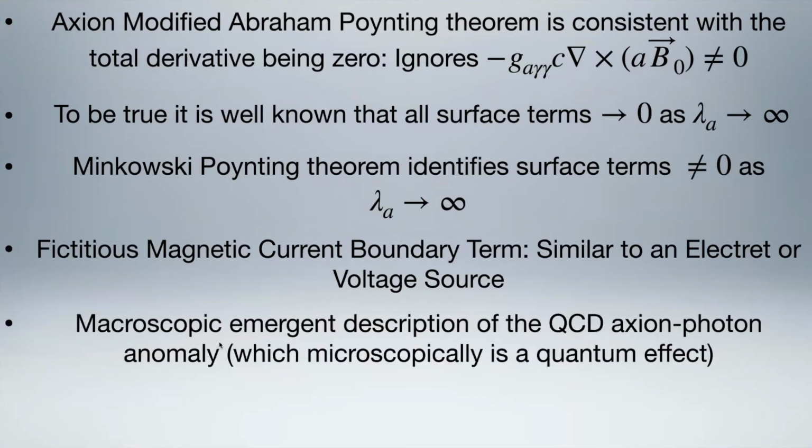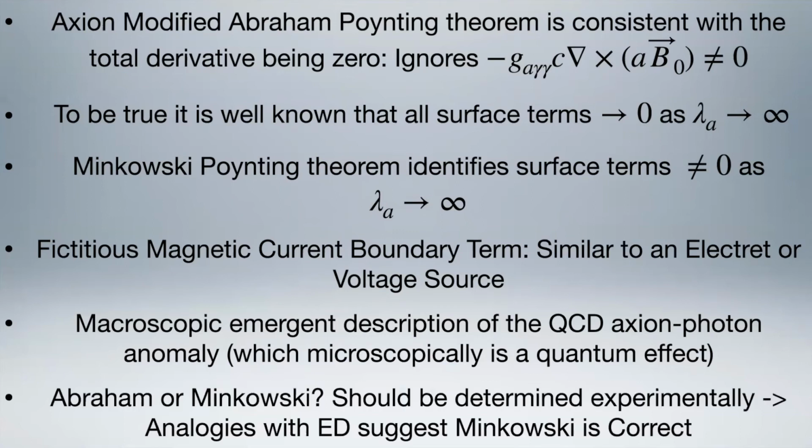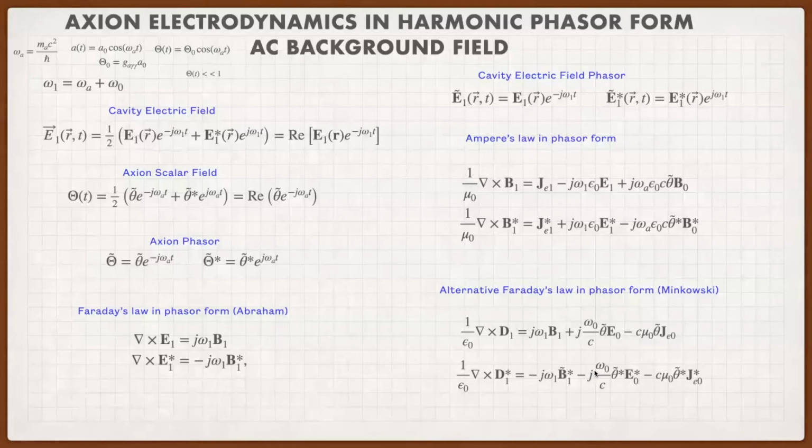It's really a macroscopic emergent description of the axion-photon anomaly, which microscopically is a quantum effect. Whether we should use Abraham or Minkowski should be determined experimentally, but analogies with electrodynamics suggest Minkowski might be correct. So for axion electrodynamics in the harmonic phasor form in an AC background field, we can write down generally a modified Ampere's law, and we have two choices of Faraday's law, one that creates the Abraham Poynting vector, and one that creates the Minkowski.